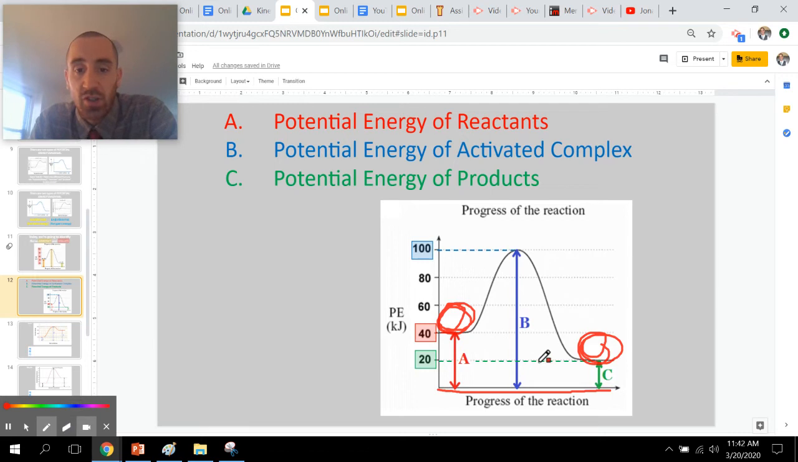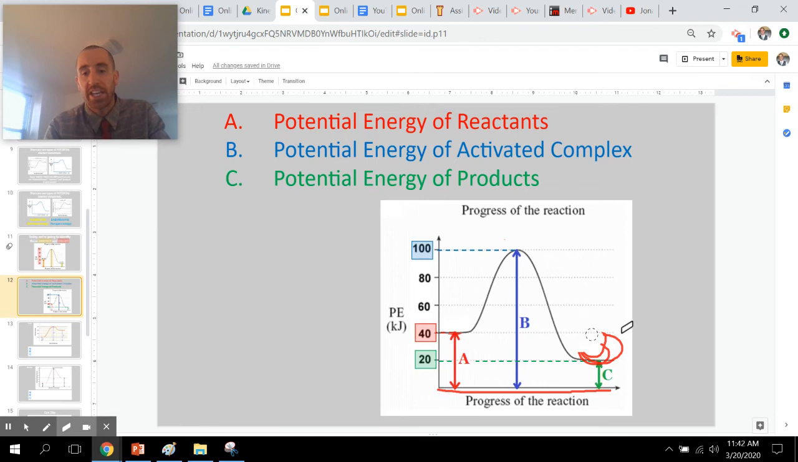B is what's called the potential energy of the activated complex. So that special area at the highest point of energy on this graph is called the activated complex. And then letter C is the potential energy of the products. So these are the 3 potential energy arrows that you need to know about. Now, the names of the arrows is one thing, the values of them is another. So why don't you take a minute while I erase this really quick, see if you can determine the value of each arrow, how much energy is at each of these arrows. So why don't you take a minute and try to figure that out.